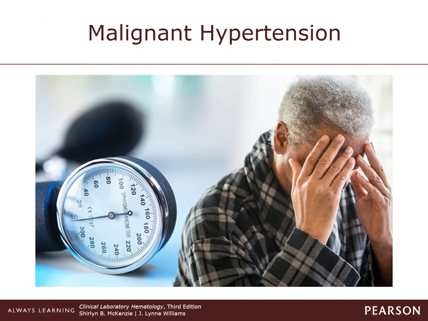Let's finish up with other causes of non-immune related hemolytic anemia. So let's talk first about malignant hypertension. This is an extremely high blood pressure that develops rapidly and causes some types of organ damage. Normally, a normal person's blood pressure is 120/80. A person with malignant hypertension has a blood pressure that's typically above 180/120.